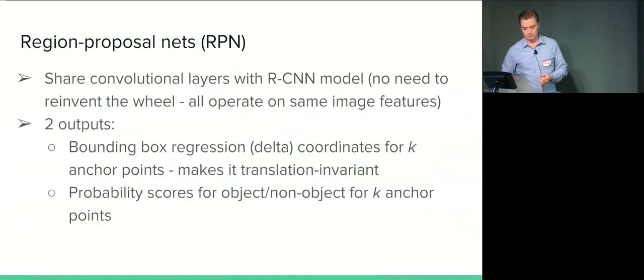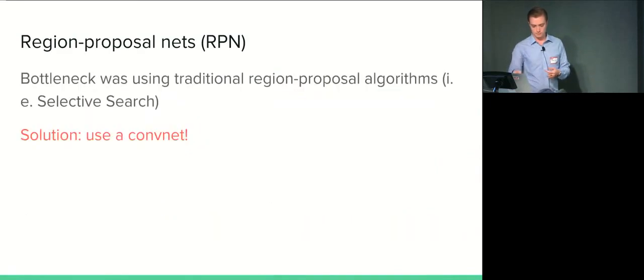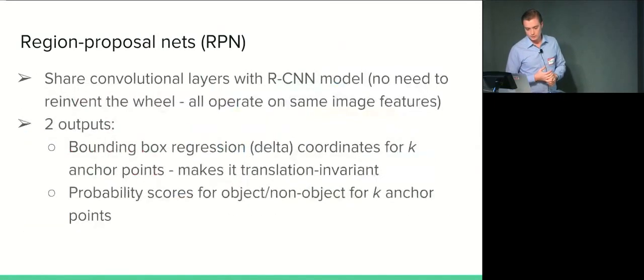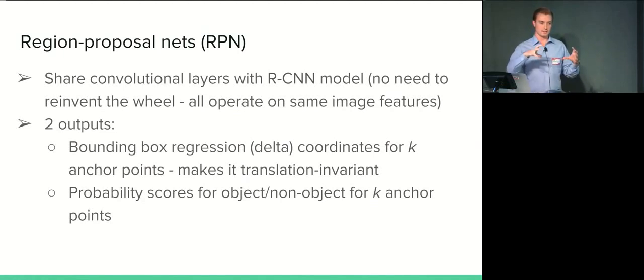Then those region proposals, those boxes that it finds, as well as the score of whether it's an object or not, get fed into the same region-based convolutional net that takes those regions, takes the convolutional features, and then outputs a classification. So what this does is it's sharing the convolutional layers so that it can be fast. And the 2 outputs are the bounding box regressions to find the size of what it thinks the object box is, as well as the probability score if it's an object or not an object.